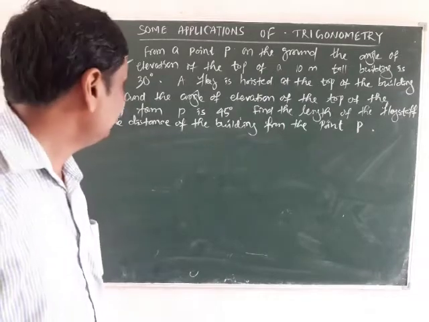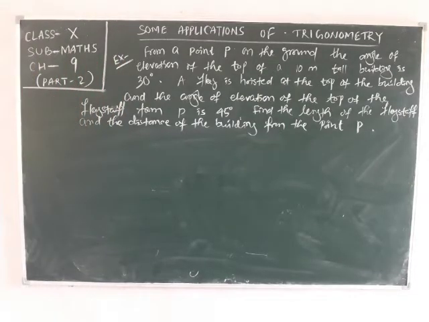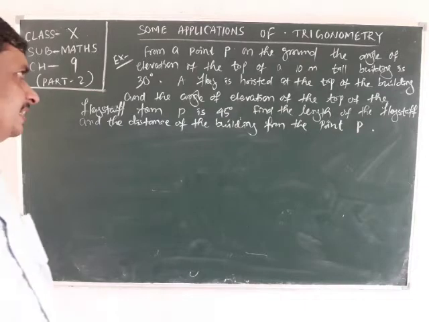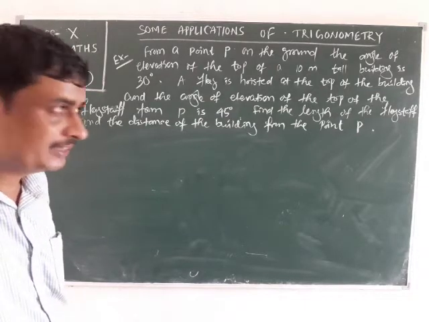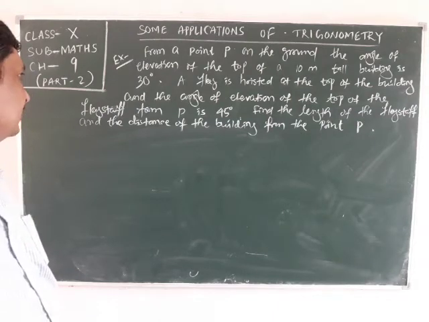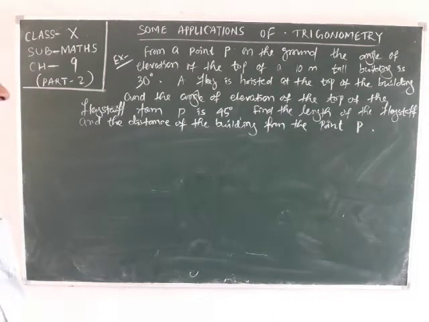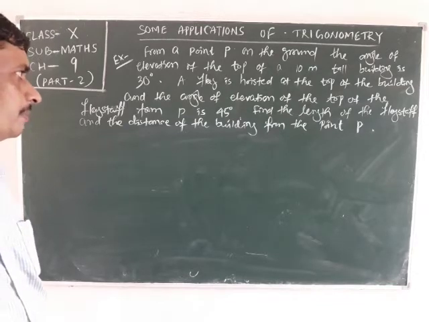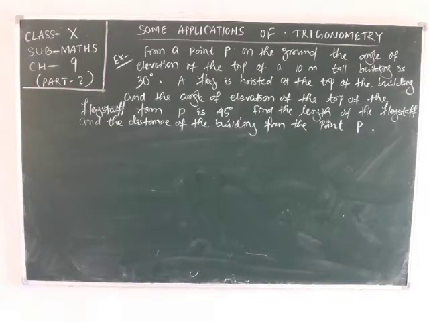Here a question is given. From a point P on the ground, the angle of elevation of the top of a 10-meter tall building is 30 degrees. A flag is hoisted at the top of the building, and the angle of elevation of the top of the flagstaff from P is 45 degrees. Find the length of the flagstaff and the distance of the building from the point P.